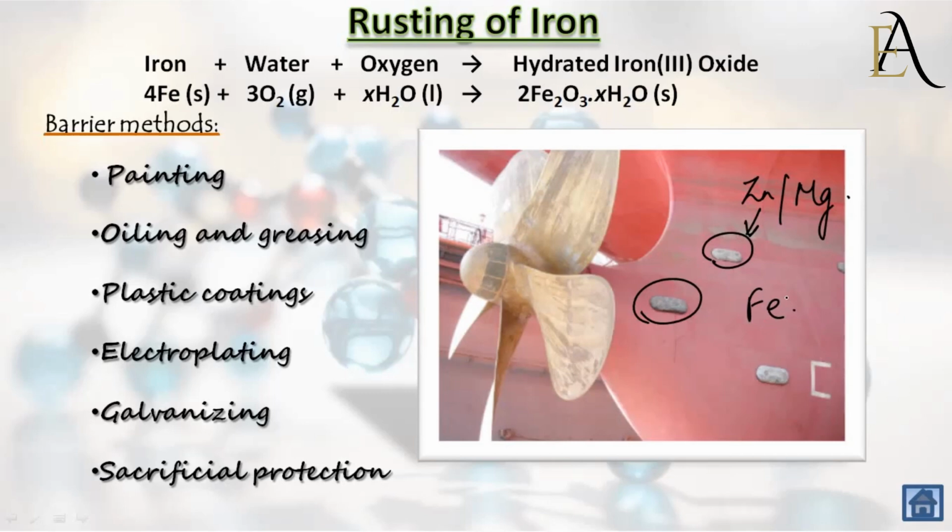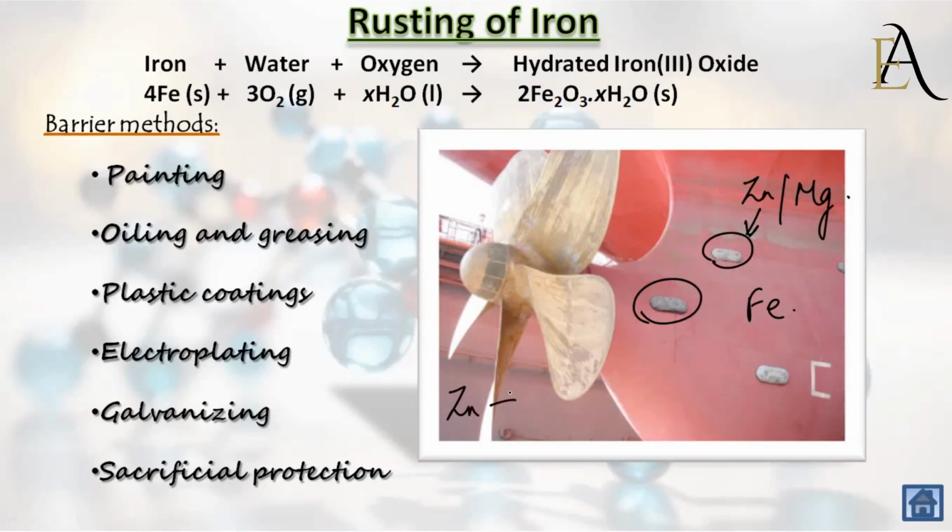Being more reactive than iron, zinc or magnesium will corrode, that is, they sacrifice themselves so that iron does not rust. Underground gas pipes and water pipes also use these methods to protect themselves. The more reactive metal oxidizes more readily than iron, so it sacrifices itself, while iron does not rust.